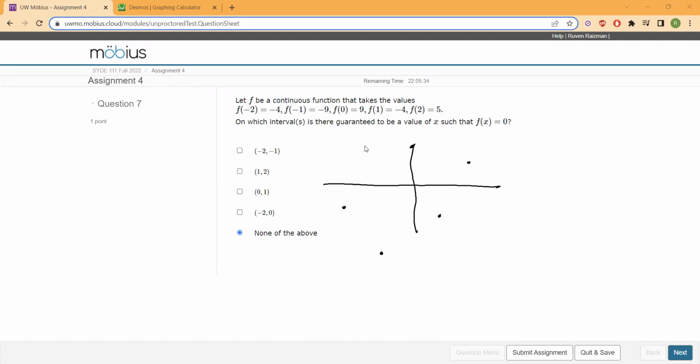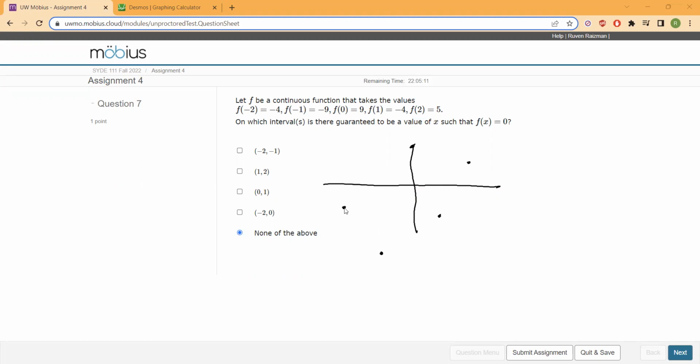And so basically what it's asking us is, when do we know for sure that the function is going to cross 0? That there's going to be an f of x equals 0. So from -2 to -1, and we can look at the multiple choice here, from -2 to -1, we don't know. The function could potentially go like this, but we don't know.